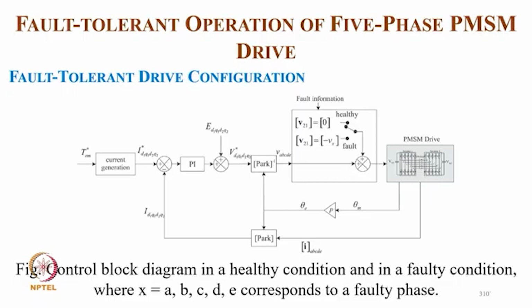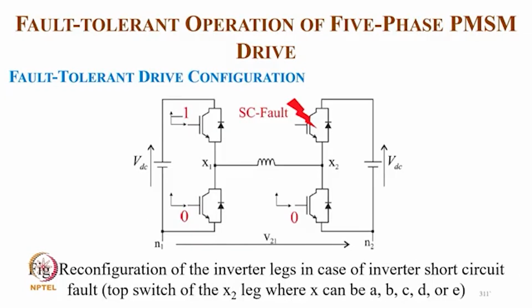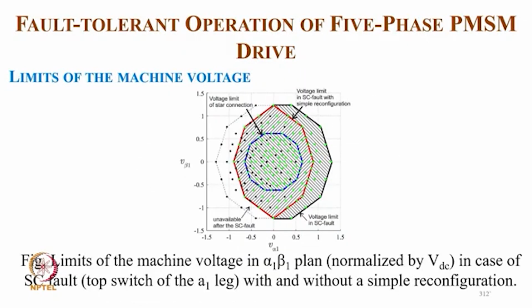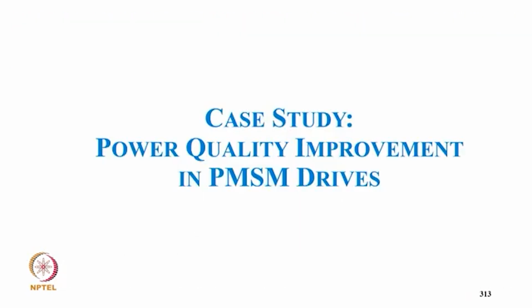We get the reference voltage converted with the inverse Park transform. We get ABC, and with the fault and healthy phases we accordingly switch on. So maybe 1-phase or 2-phase fault, the drive will still work properly with no problem. That is how a typical fault is handled. So reconfiguration of the particular leg in case of inverter short circuit. And this is typically the voltage of the star connected winding, and the typical voltage limit in short circuit fault with simple configuration.